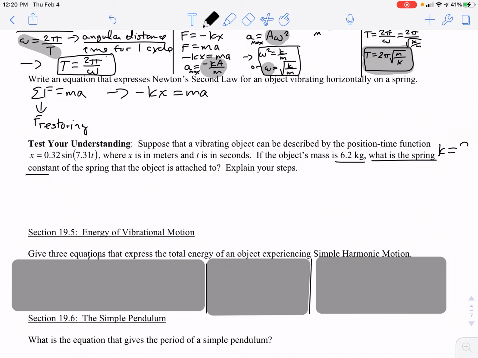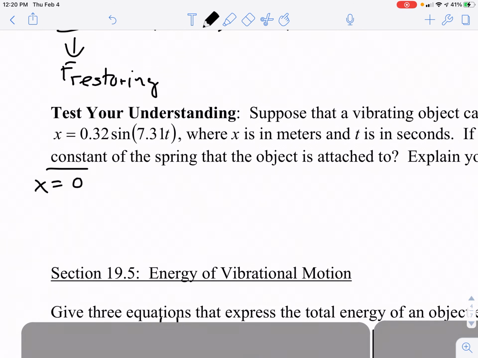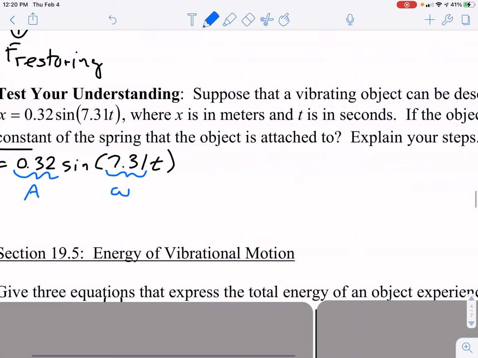So we're looking for k. All right? Let's figure out how to do this. One, let's write the equation down. Okay, number two, identify the parts. This would be your amplitude. This would be your omega. So omega is equal to 7.31. Now the units for omega are rather unique.